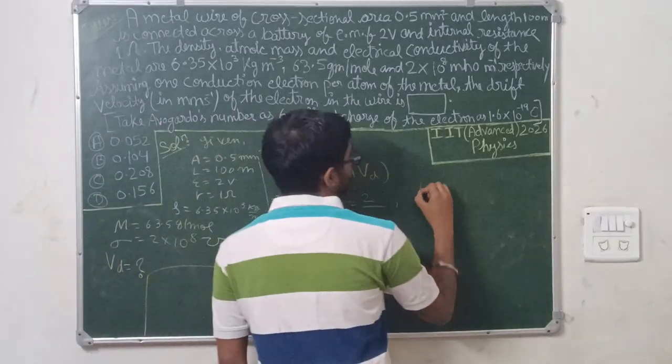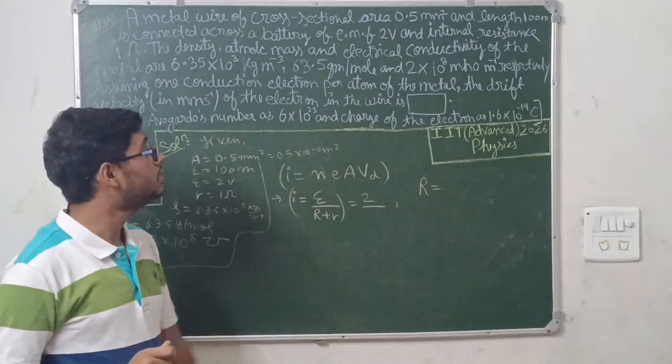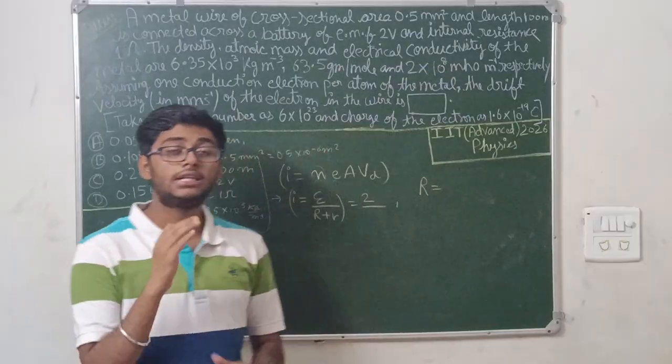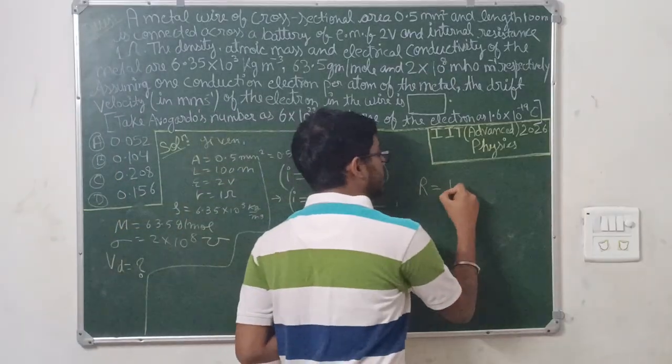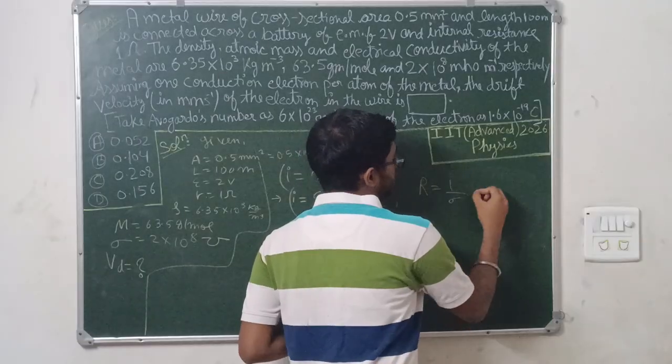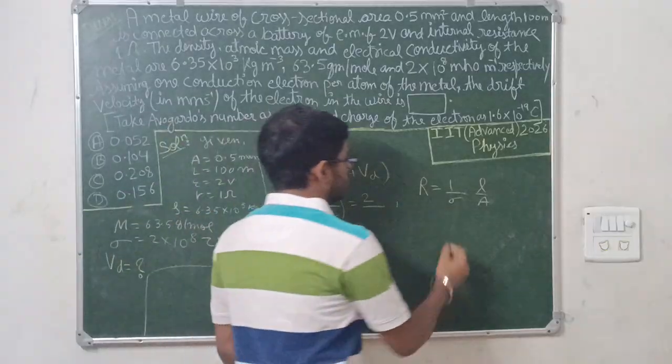We know a relation for R, which is rho L by A. But here resistivity is not given. Here you have been given conductivity, and conductivity is the reciprocal of resistivity. So we can directly write it as 1 upon sigma into L by A. So we can calculate this.